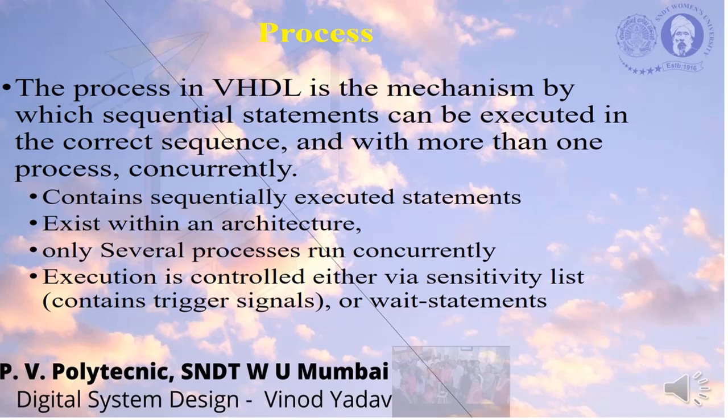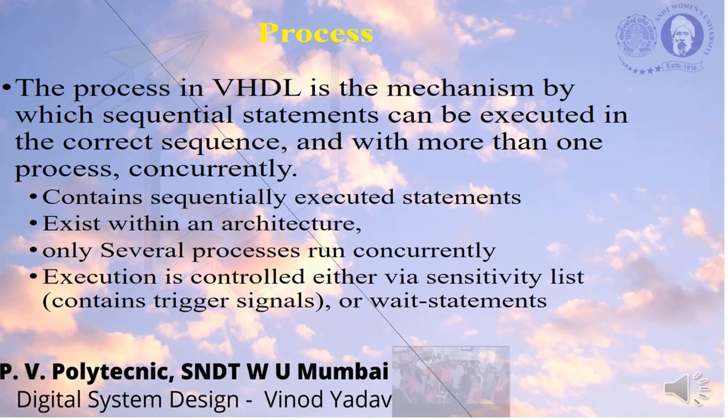Now we will see the process. Process is the instruction. The process in VHDL is the mechanism by which sequential statements can be executed in the correct sequence, with more than one process running concurrently. As we know, VHDL is a concurrent language, and if you want to execute any kind of sequential function in it, then you have to go with the process instruction. Whatever is executed under the process will be executed serially, sequentially. If you have written a VHDL program which has multiple processes, then the processes will be executed concurrently, but inside that process things will happen sequentially.